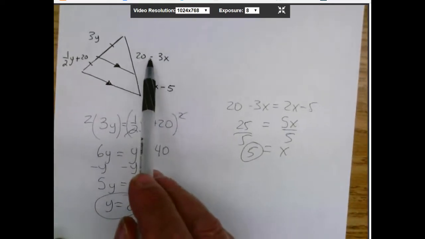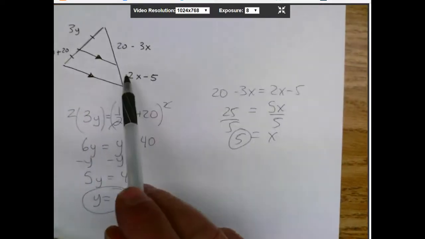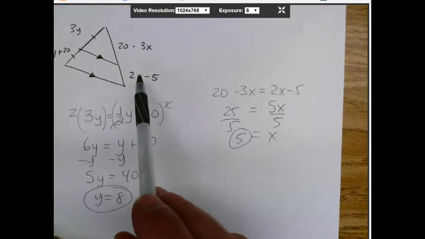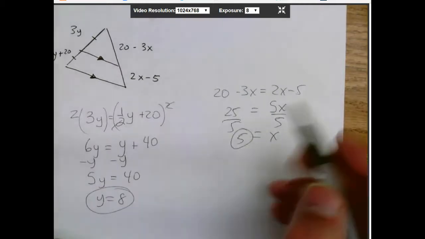So 20 minus 3 times 5 is 15. This would be 5. And then we have 2 times 5 is 10. 10 minus 5 is 5. So they're both 5. And that is how you do this.